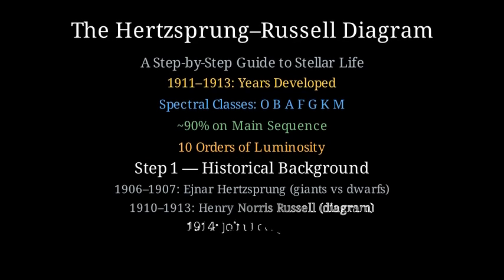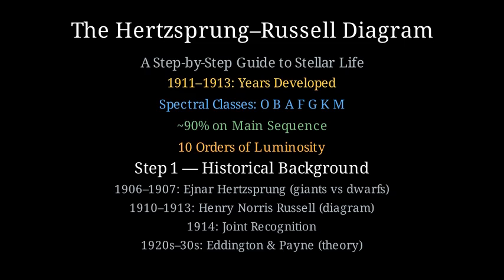Step 1 is historical background. Hertzsprung noticed that stars of the same spectral type can have very different luminosities, which hinted at giants and dwarfs. Russell then plotted spectral type versus absolute magnitude for many stars and showed a clear pattern. By 1914, the astronomy community recognized both contributions, and later Eddington and Payne provided the theory. Luminosity relates to mass, and stars are mostly hydrogen.